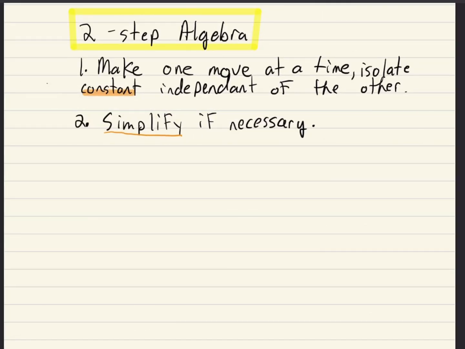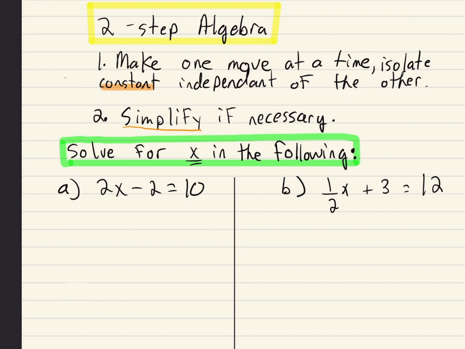Now, when it comes to two-step algebra problems, I would make one move at a time and isolate one variable at a time independent of the other, and then simplify when you can. Let's take a look at this in action with the next examples.